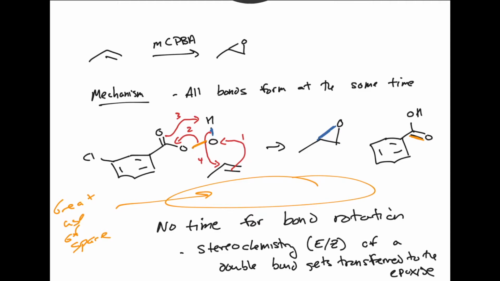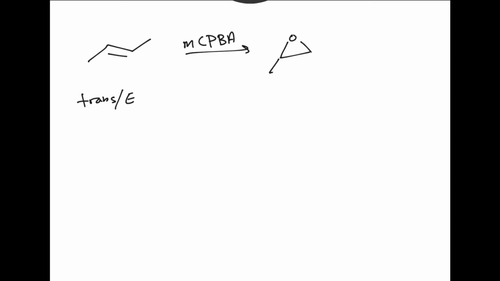What that means is that however the groups on the double bond are arranged when we go into this reaction, they're going to stay in the exact same places relative to each other when we make the epoxide. So let's say we have a trans or E double bond, and we treat it with MCPBA. You're going to end up with your epoxide, and the groups will be trans from one another. Those two methyl groups are going to be on opposite sides of the epoxide.